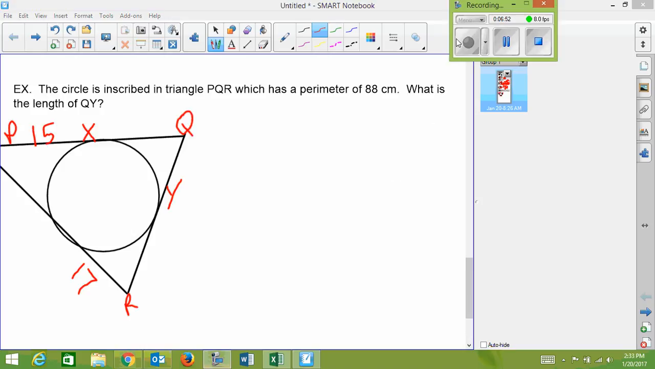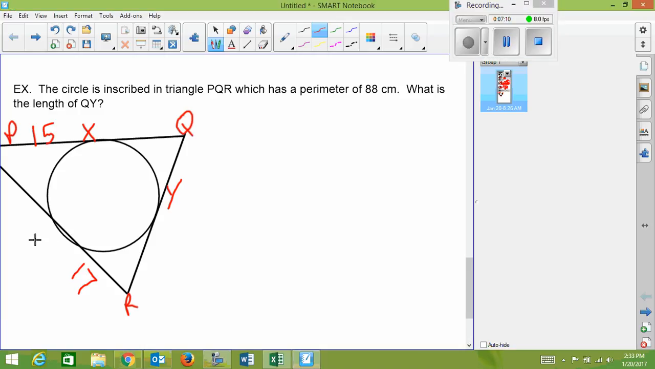So here's my example. And I realize I ran out of room there on the left, but you get the point here. The circle is inscribed inside triangle PQR. The whole way around this thing has a perimeter of 88. And then it says what is the length of, there should be a Z right here. What is the length of Q to Y?